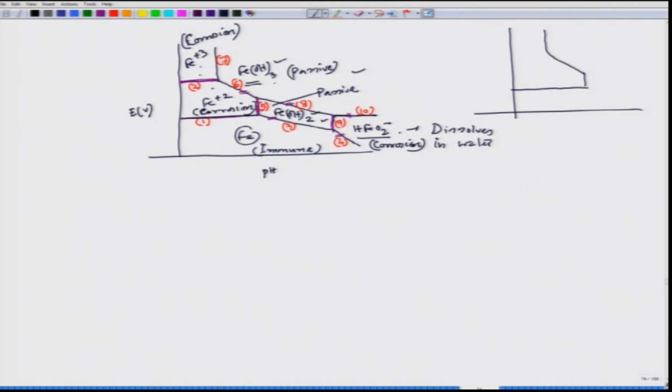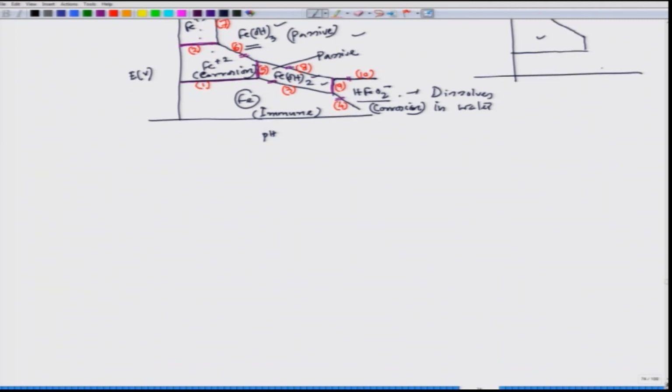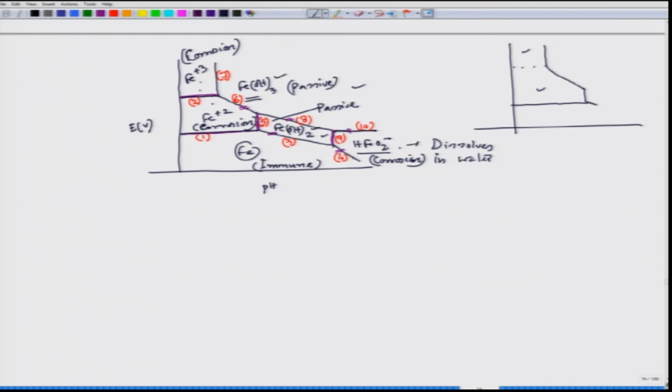Okay, so both the zones, this zone and this zone, both the zones are corrosion, and then here we have this one, and then this is passive, this is corrosion, immune and corrosion. So, this is a typical diagram.